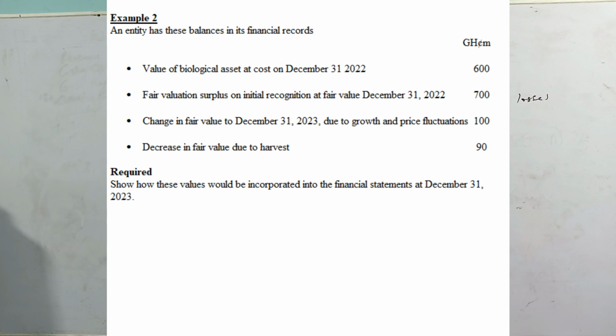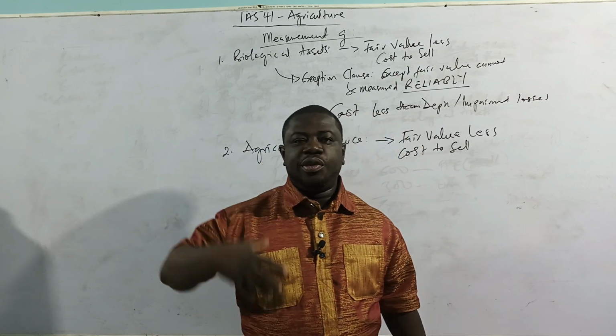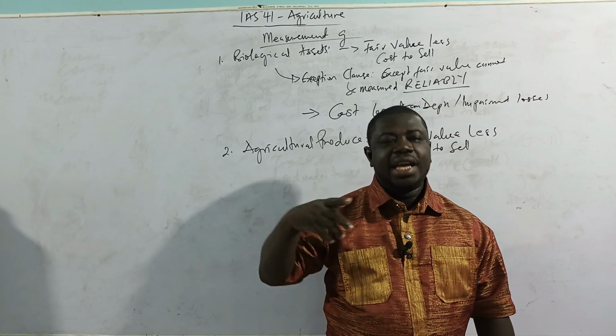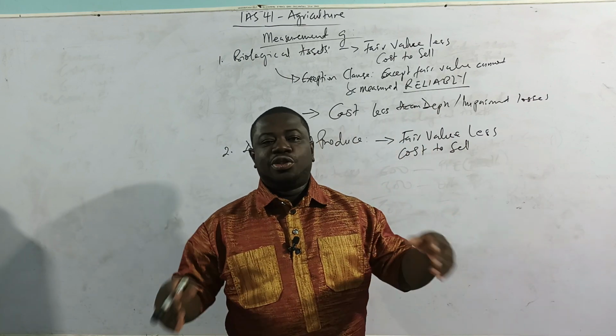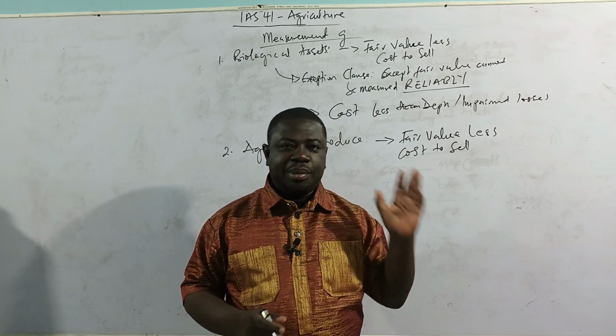Required: show how these values would be incorporated into the financial statement at December 31st, 2023. So this is purely a question of measurement. They have given you the initial measurement value, they've given you an additional value from the previous year, then they've given you a gain and they've given you a loss on revaluation. So how are you going to incorporate these values in your financial statement? These are all measurement issues.